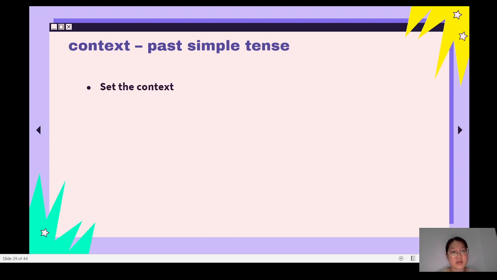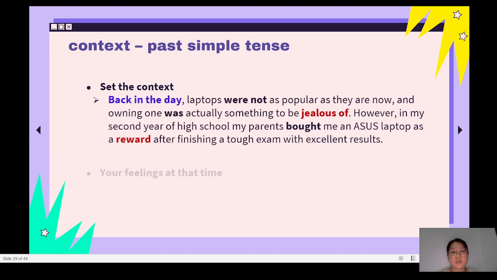Then we will set the context. You will say about the context and the situation of that occasion. You can see my example here. Back in the day, laptops were not as popular as they are now, and owning one was actually something to be proud of. However, in my second year of high school, my parents bought me an Asus laptop as a reward after finishing a tough exam with excellent results.